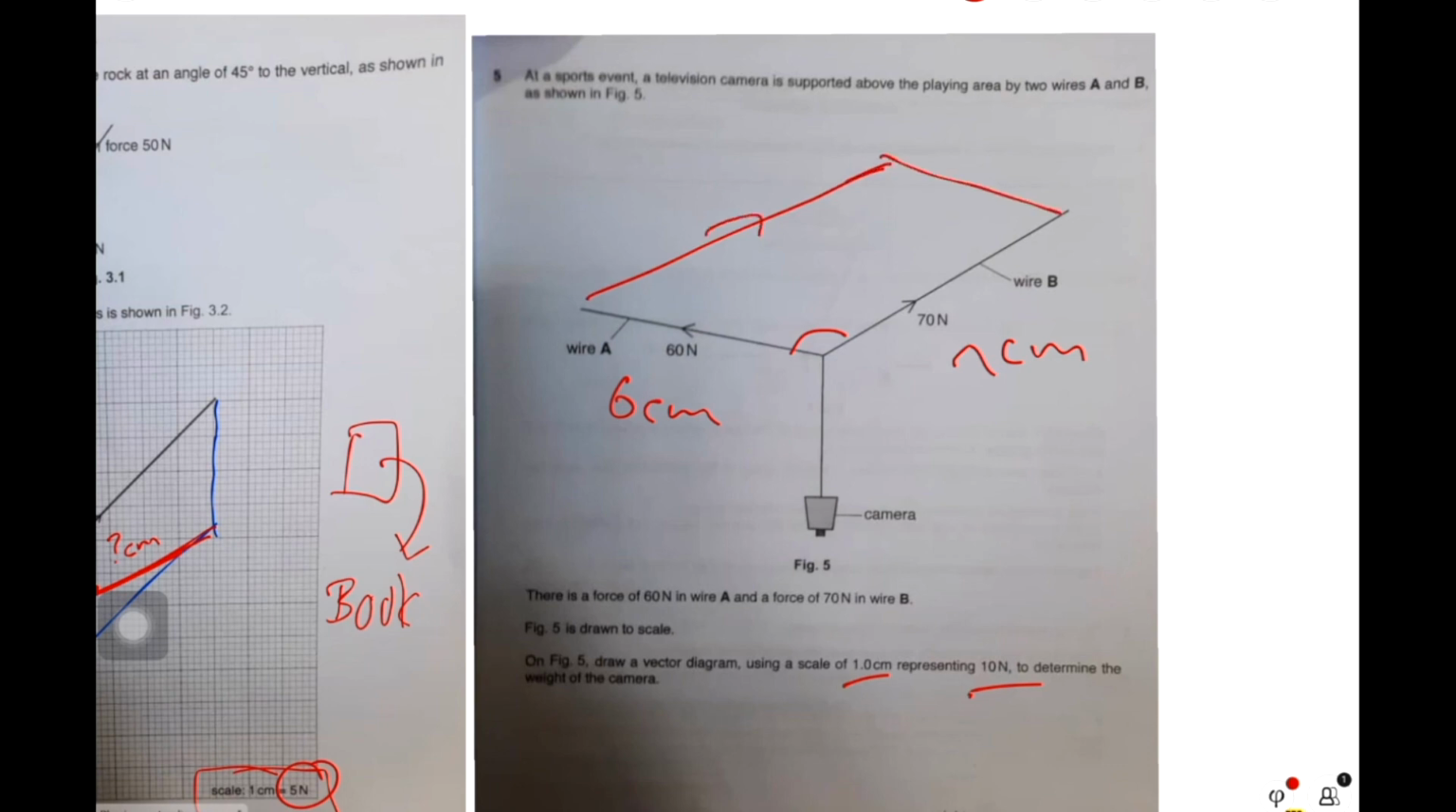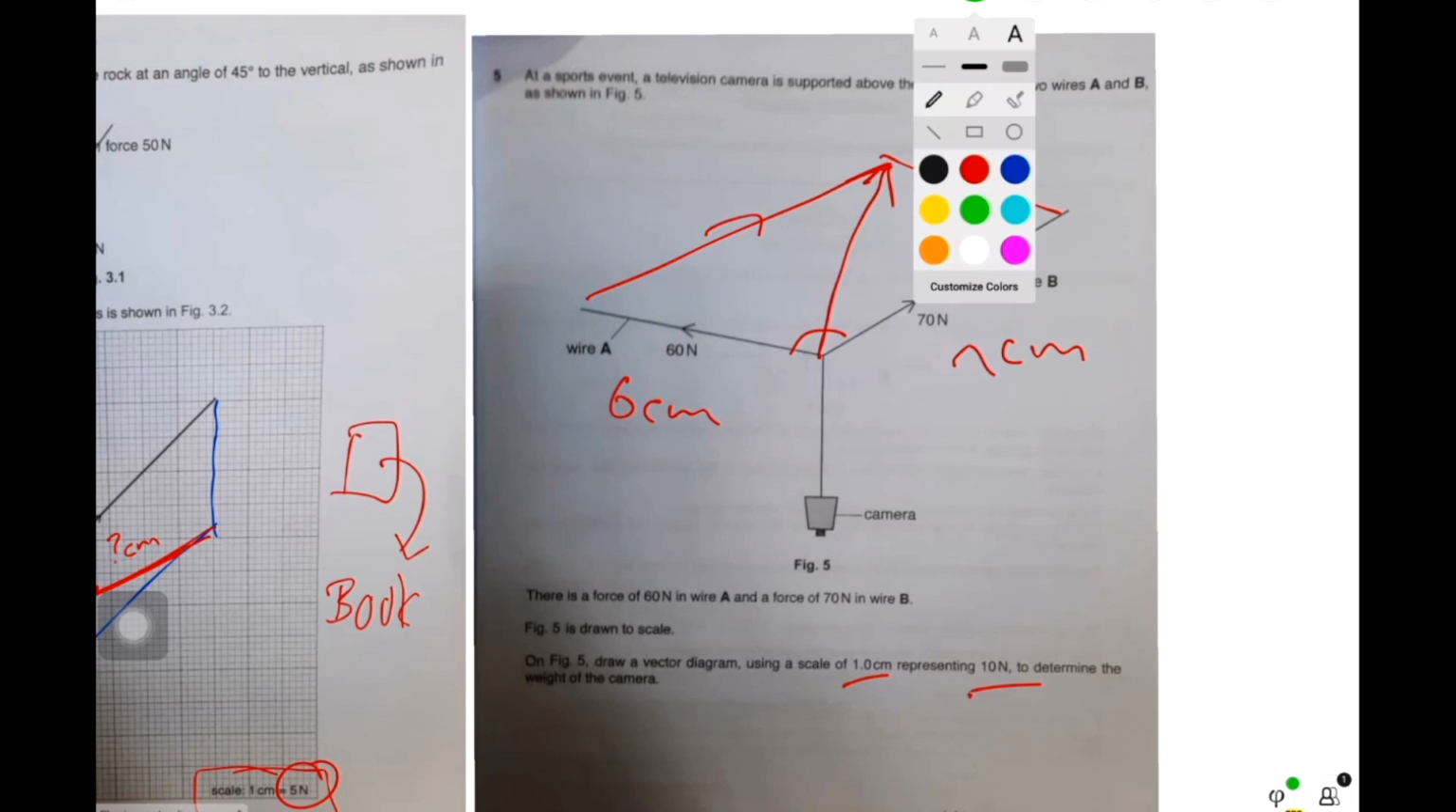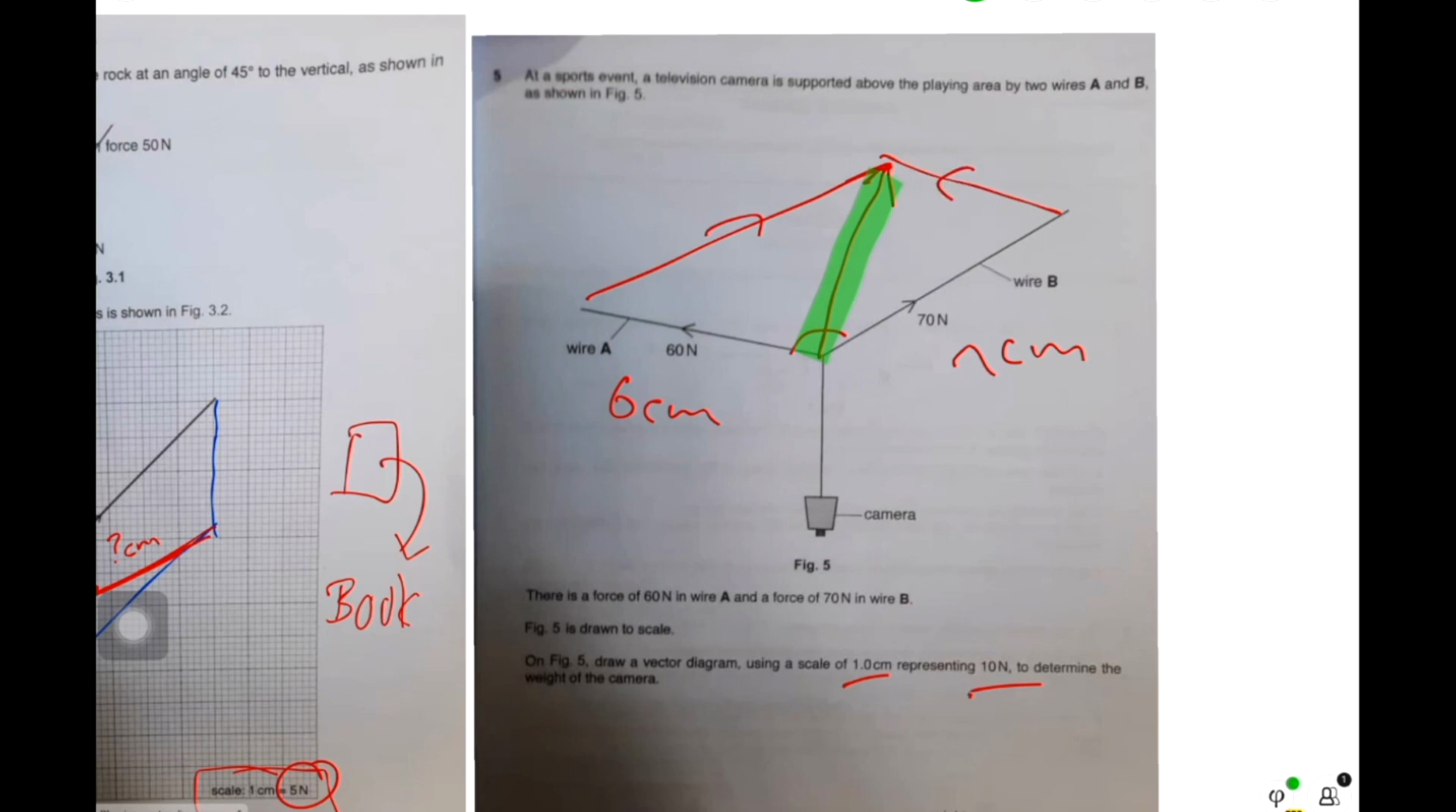Okay, so where will be the resultant force? Here. I highlight with green. This is the resultant force. Then you measure how many centimeter the green part is, and you convert back because 1 cm represents 10 Newton. You will be able to find how many Newton the resultant force is.